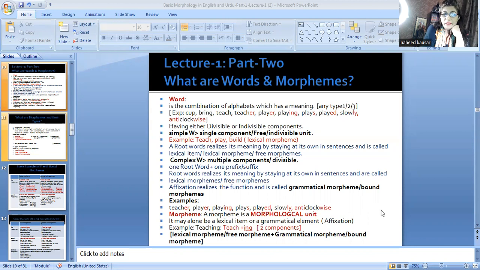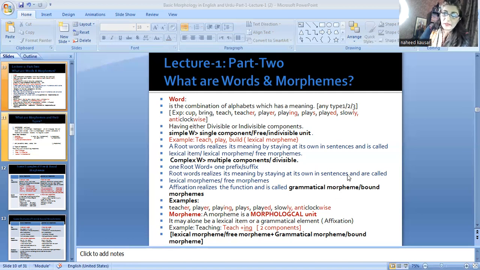You know that a word is a combination of alphabets which has a meaning. Like I said, there are 3 types. I mark them as type 1, 2, and 3: simple words, complex words, and compound words. I have extracted a few examples: cup, bring, teach, teacher, prayer, playing, plays, played, slowly, anti-clockwise.